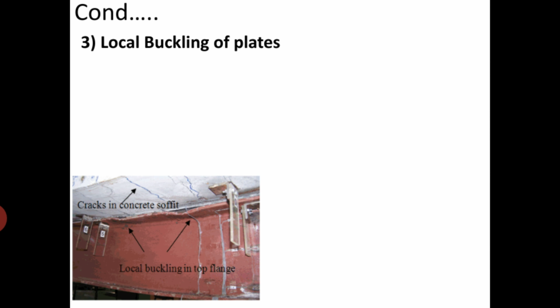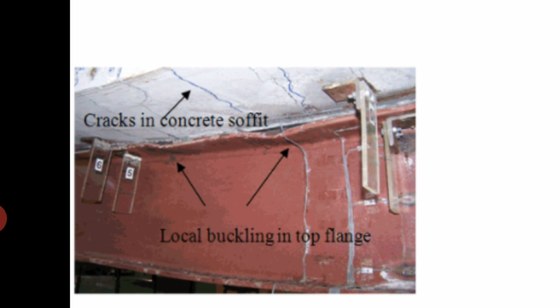Then the third factor which affects the moment carrying capacity is local buckling of plates. Very, very important. Before reaching the plastic moment, if the members buckle locally, definitely it affects the load carrying capacity of the member at ultimate. So this is the picture. You can see how the local buckling takes place in the members.